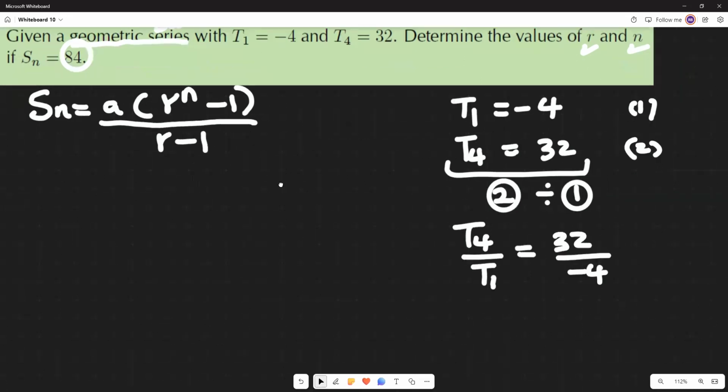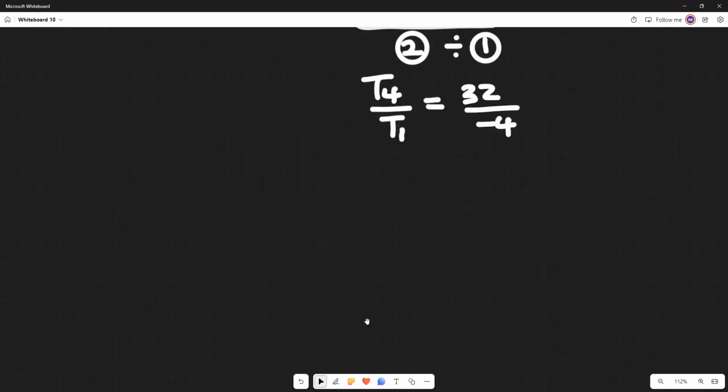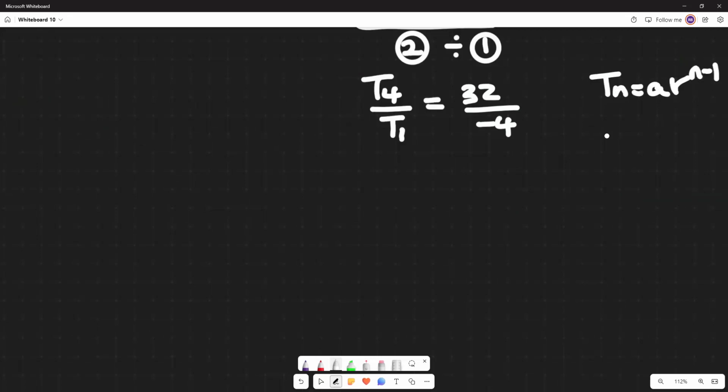Right? And then let's keep on going. Remember, this is a geometric number pattern. We know that Tn is the same as a r^(n-1), right? This is the formula of the nth term or the general term of this pattern. So now we can easily take this 4 and substitute there. So for term 4, we are going to have a r to the power 4 minus 1, which is 3. Remember, you put 4 here and there.